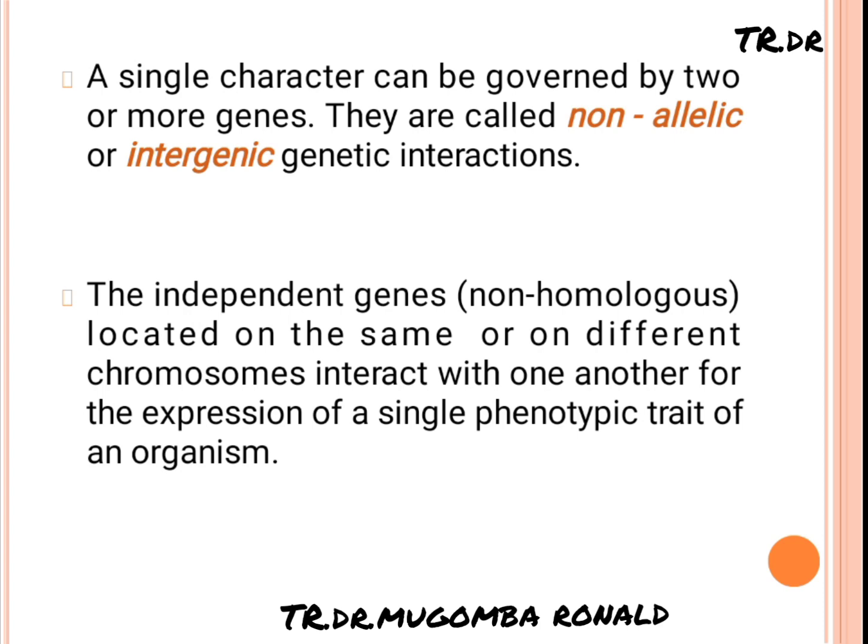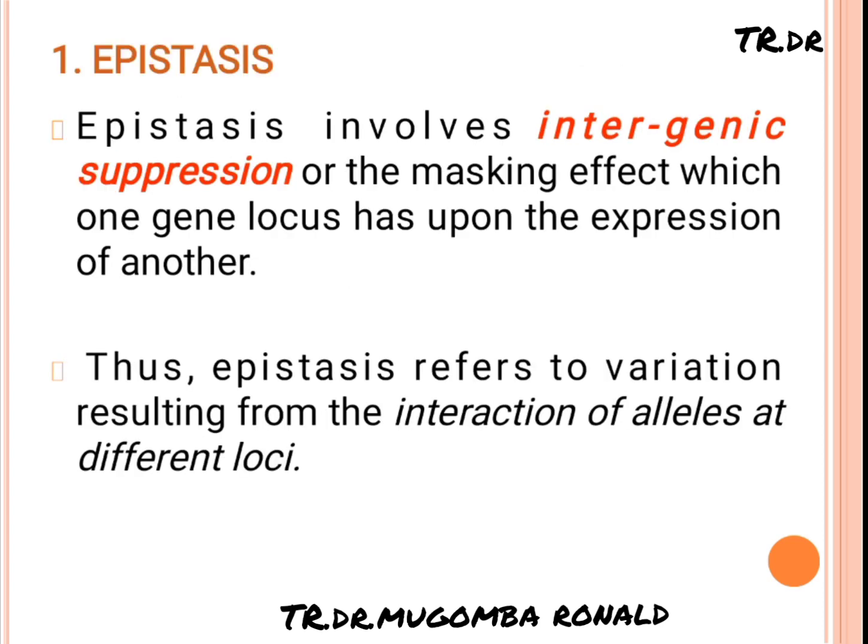So previously we saw that genes exist in two allelomorphic forms. At times you might find that we have another gene in a different locus with different allelomorphic forms, and with very many different other combinations, you end up with a different phenotype. That is gene interactions. These independent genes are usually non-homologous. They are located on the same or even different chromosomes. They interact with each other and they express in a single phenotypic trait in the organisms. That's what we are going to be looking at.